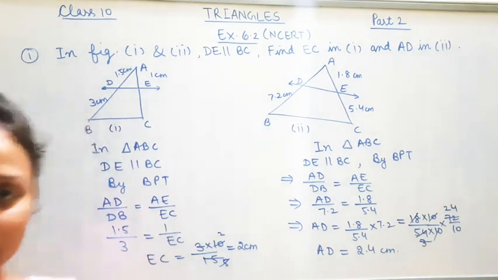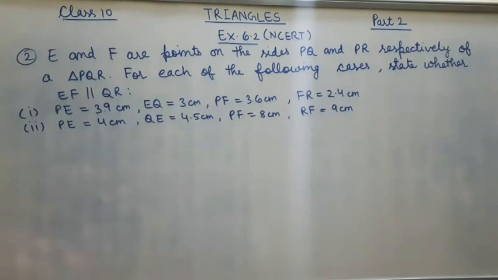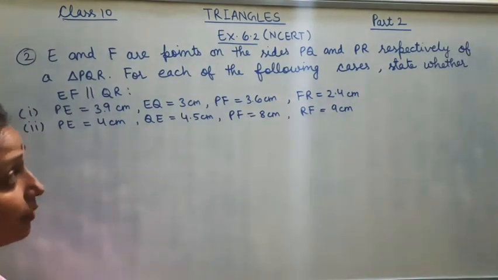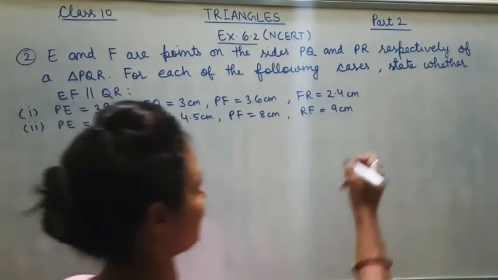Now come to the next question. Come to question number two, in which E and F are points on the sides PQ and PR. So first of all I will make the triangle.